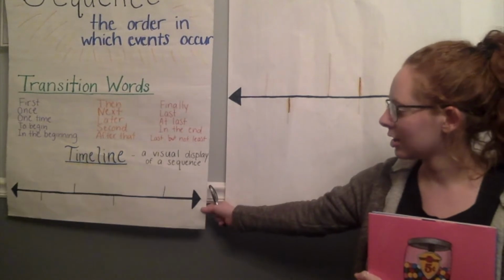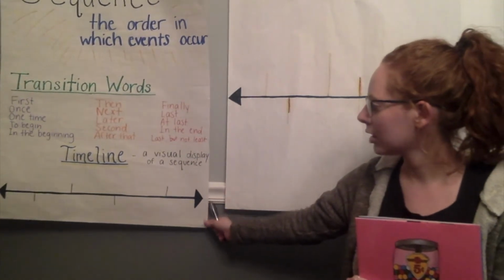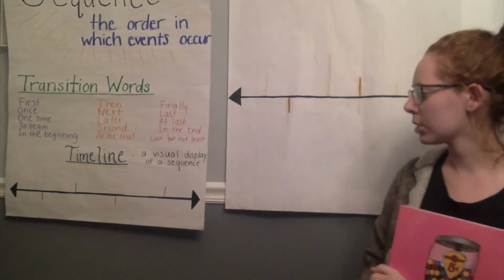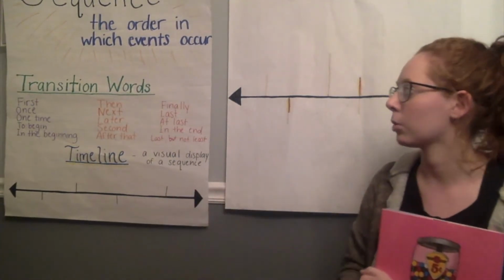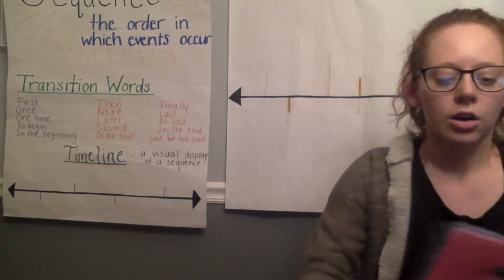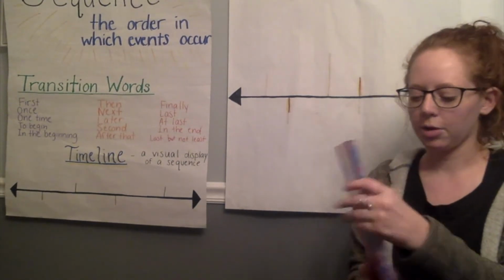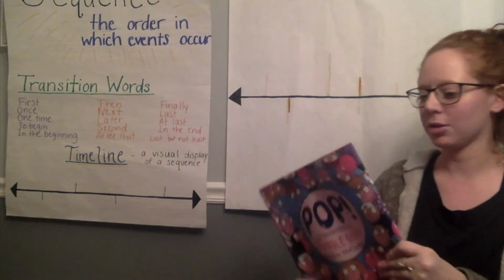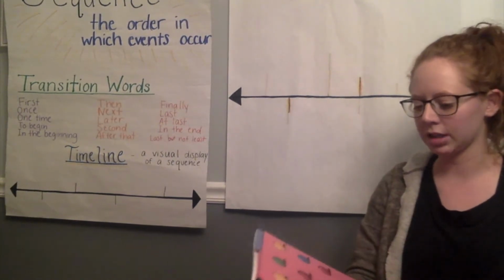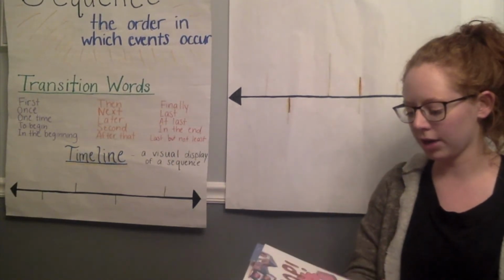And right here is an example of a timeline, and a timeline is a visual display of the sequence. So we use the timeline to put the events in order. So yesterday we read the book Pop! The Invention of Bubble Gum. And today I'm going to show you how I sequence events by reading the first 3 pages of the book.